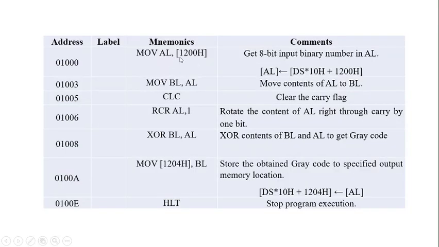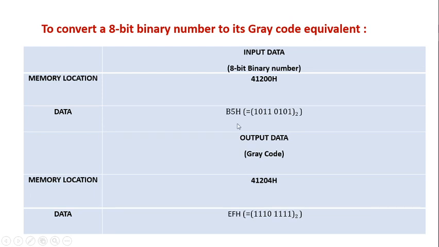We will move our input data to the AL register, then we will move this data to BL, then we will set our carry to 0, then we will rotate it through carry by 1 bit, then we will XOR the content of BL and AL, and finally the result will be stored in BL, which will be our equivalent gray code, and we will transfer this gray code to the specific memory location defined by this. So this was the example.